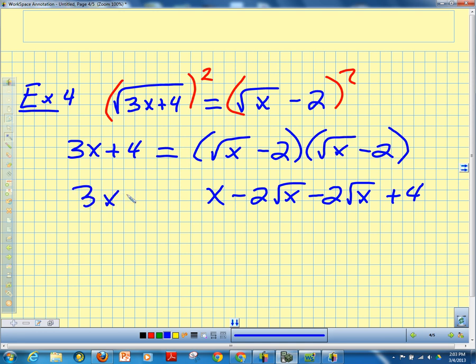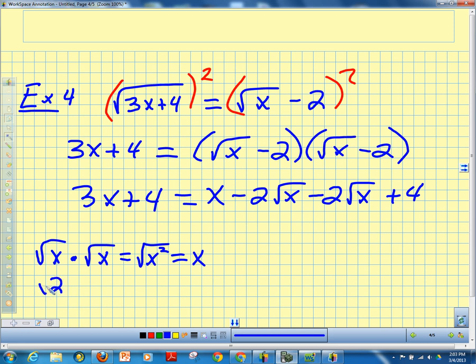So we get 3x plus 4. At the beginning, that's the easy part. How did I get x? Because square root of x times square root of x equals square root of x squared. Square root of x squared is x. Okay? That's why it works.